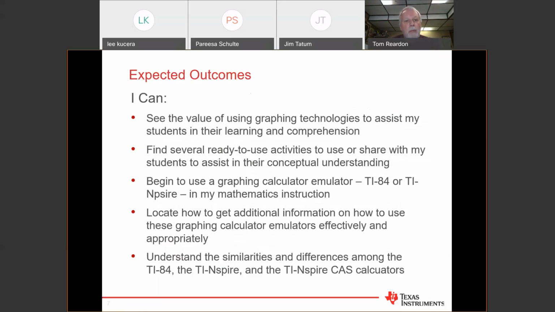So expected outcomes: we hope that you can see the value of using graphing technologies to help students in their learning and comprehension. Find several ready-to-use activities to share with students to assist in their conceptual understanding. Begin to use the emulator, either the 84 or the Nspire, that you're getting both of those for free, which is amazing. And locate how to get additional information. I have a website that I will share at the very end, explaining how you can get all this, including the slides from both me and Lee. You'll get our slides of what we're using. And understand the similarities and differences between these calculators.